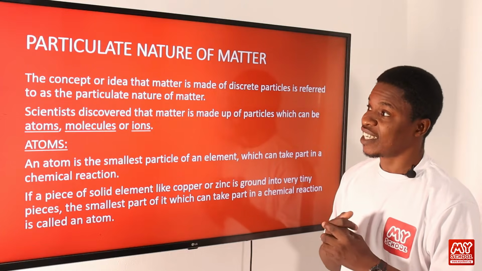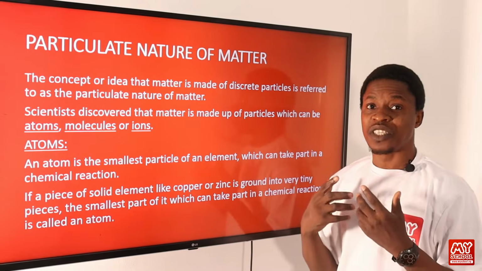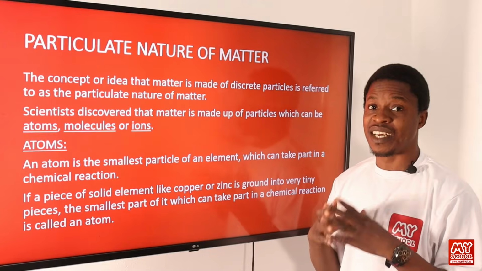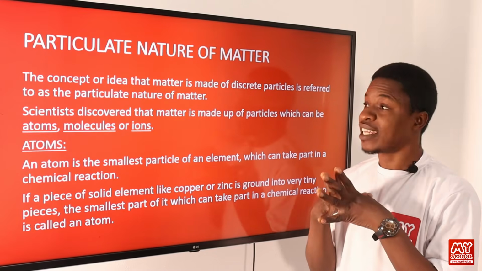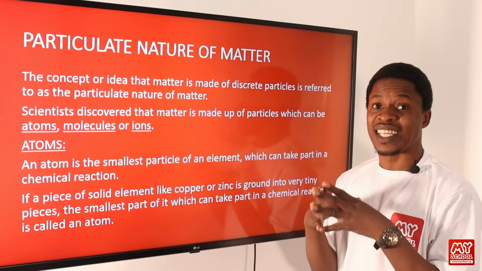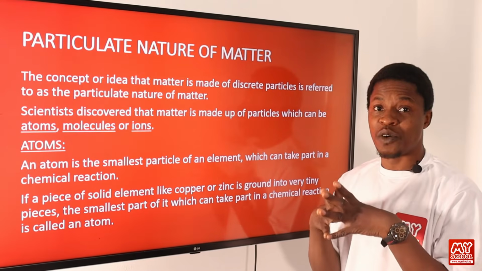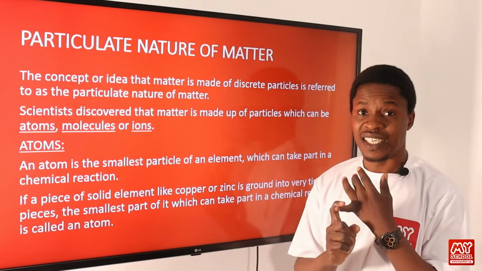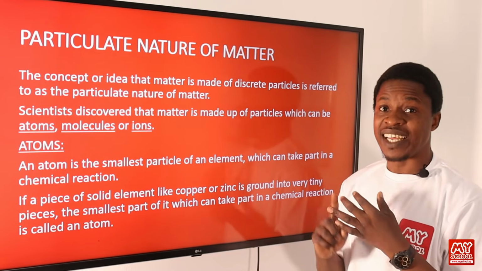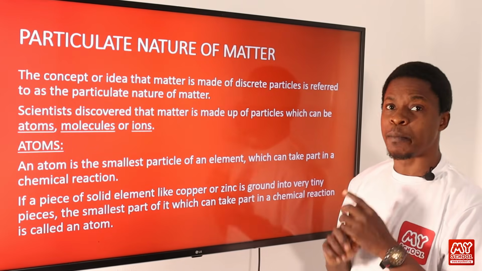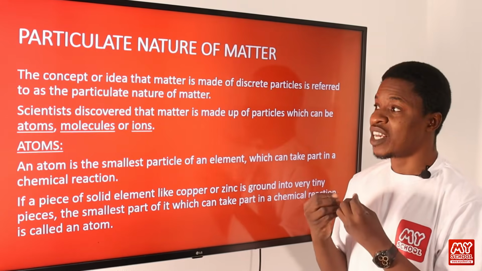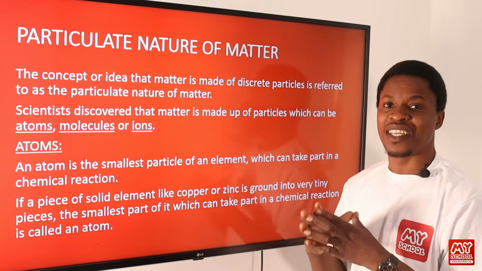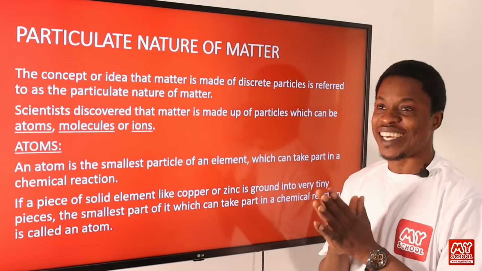Particulate nature of matter. Remember that we talked about what matters are in a previous video lesson, and we said that matters are substances or anything that has mass and occupy spaces, and we said that they can exist in three states: in solids, in liquids and in gaseous state. Today we'll be looking at the particulate nature. What are the particles that make up matter, whether they are in solid state, liquid state, or gaseous state.